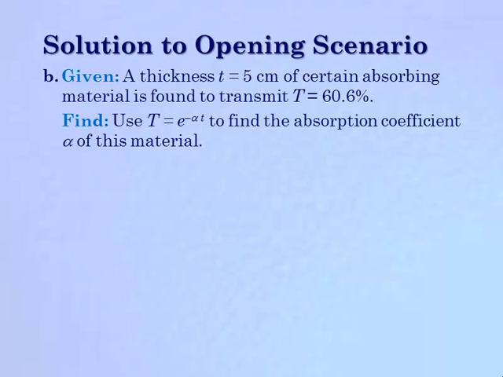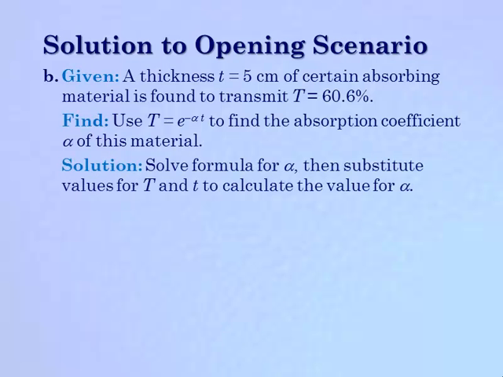Now, the second part of our opening scenario problem, where the thickness t equals 5 centimeters of a certain absorbing material, is found to transmit 60.6%. And we're going to use T is equal to e to the minus alpha t, the thickness, to find the absorption coefficient alpha of this material. So we're looking for alpha in this case. So to solve that formula for alpha, then substitute the values for T and t and calculate the value for alpha.